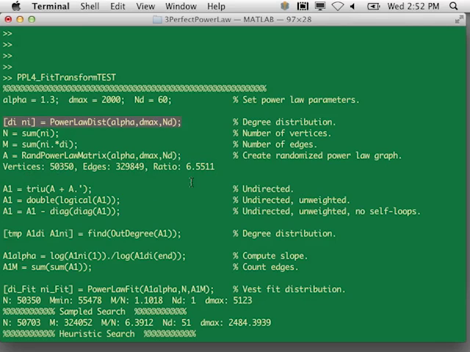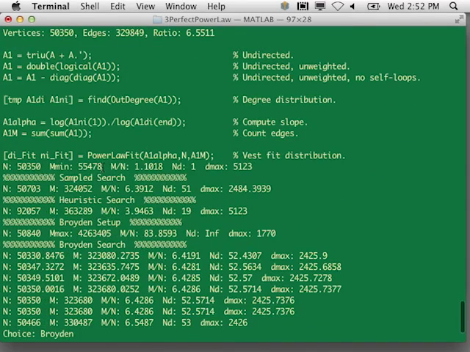We're going to make it undirected, unweighted, with no self-loops. So those are the standard corrections that we do. We're going to compute the degree distribution of that data and plot it. And now we have this function called power law fit. So I compute the degree distribution. We have this function called out degree, which just gives us the distribution.